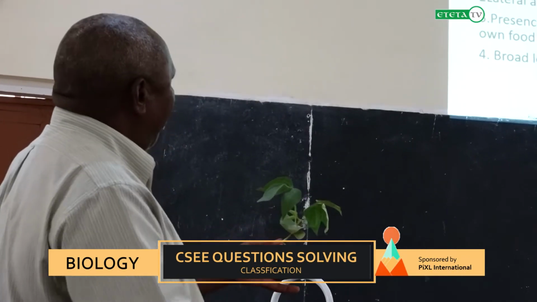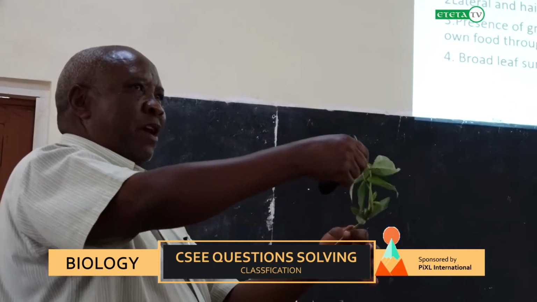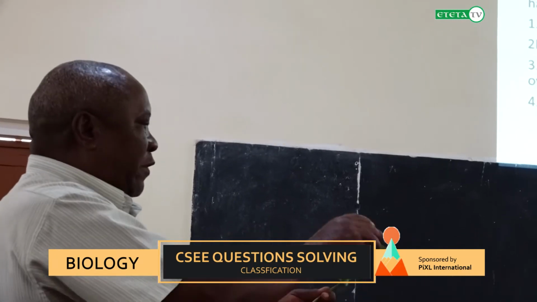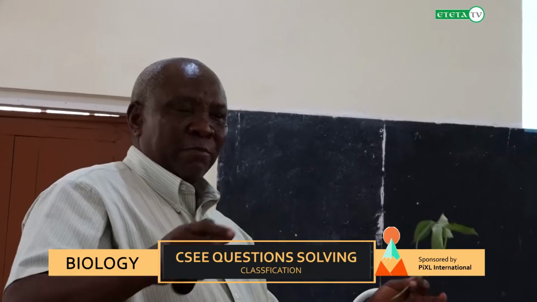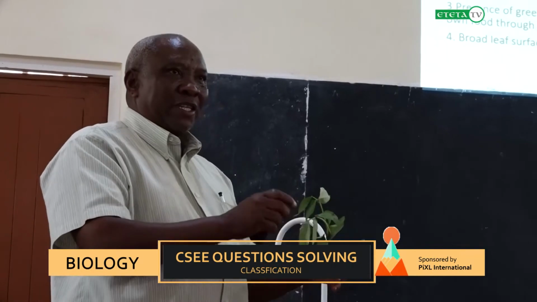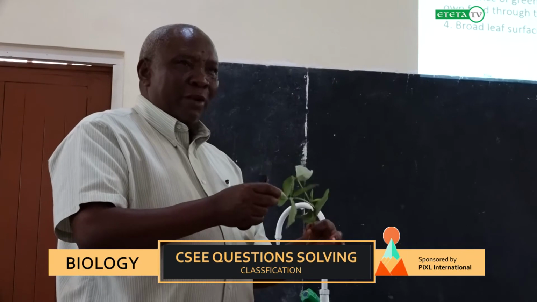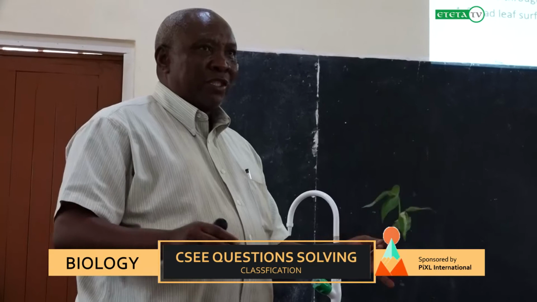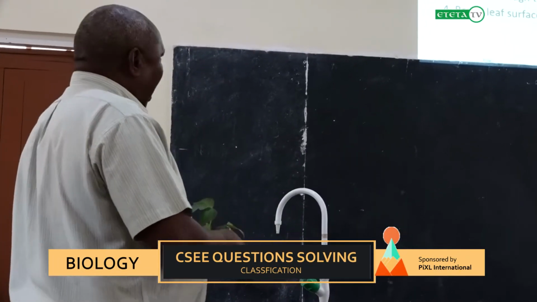Number 4, they have broad leaves. You can see this is a broad leaf, not narrow leaves. These broad leaves increase the surface area for the photosynthesis process, where the plants manufacture their own food. This is one of the features which enable these plants to adapt to the environment, because this large surface increases the area where the process can take place, so that the plants can manufacture their own food in good quantity.